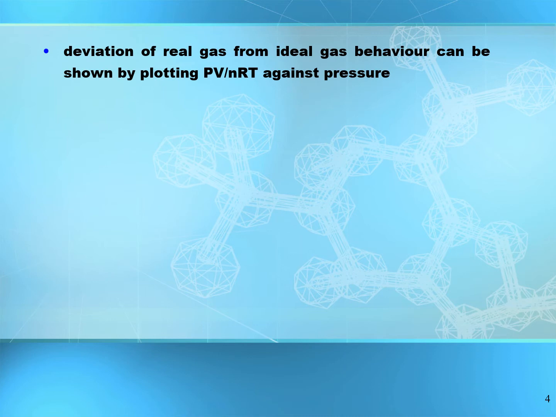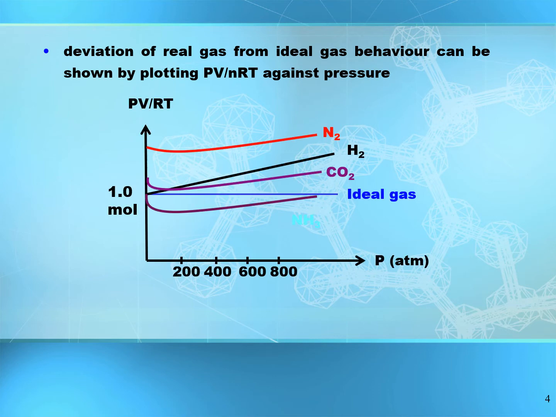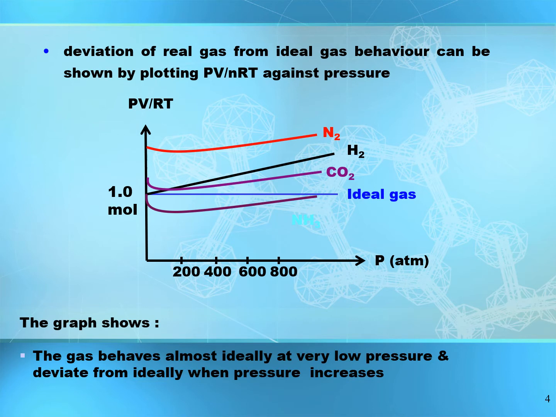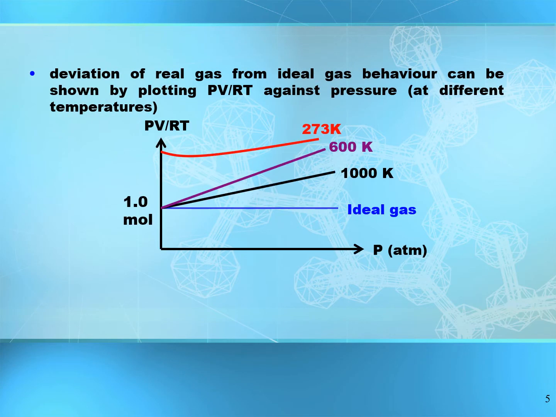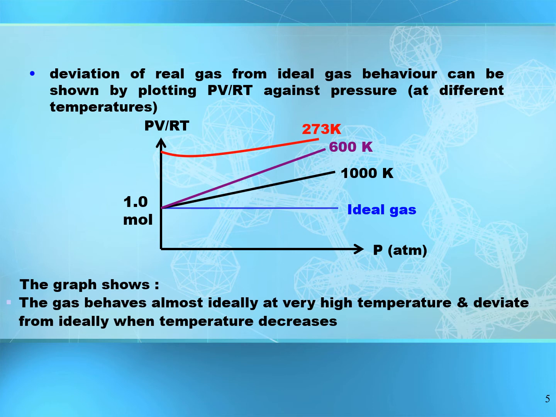Deviation of real gas from ideal gas behavior can be shown by the given graph. The graph shows the gas behaves almost ideally at very low pressure and deviates from ideality when pressure increases. The graph also shows the gas behaves almost ideally at very high temperature and deviates from ideality when temperature decreases.